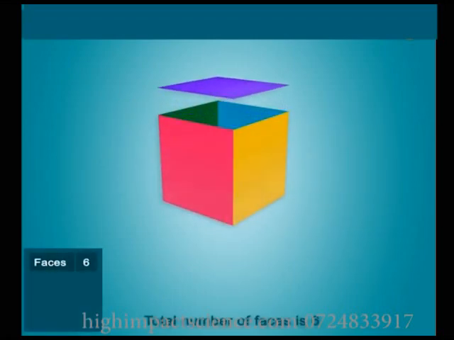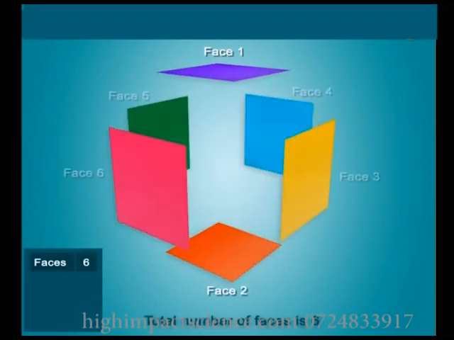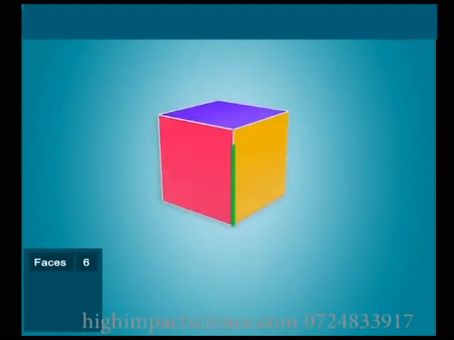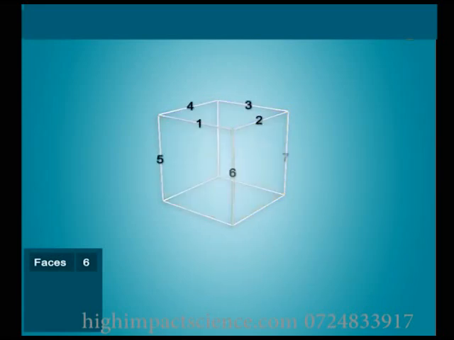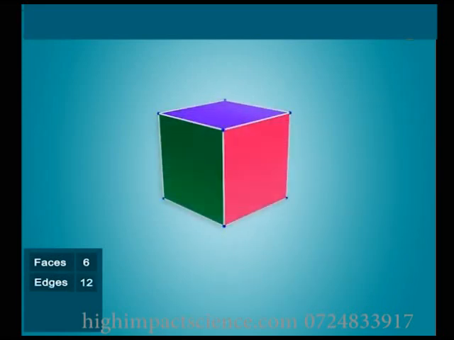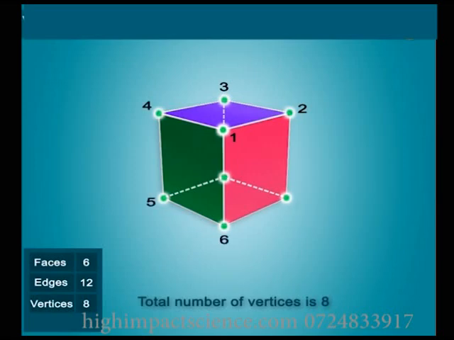This figure has 6 faces. All are equal, and the figure is called a cube. The line segments where 2 faces meet are called edges. This cube has 12 edges. Vertices are points where 2 or more edges meet. A cube has 8 vertices.